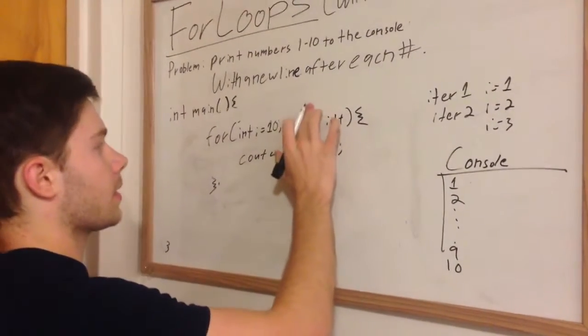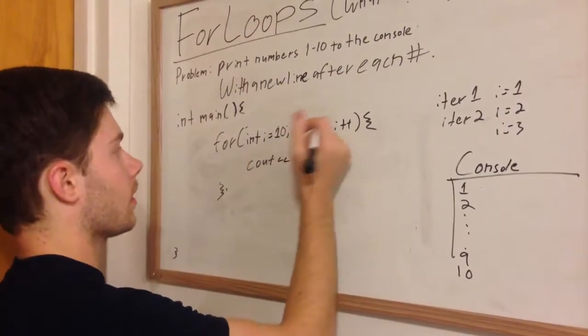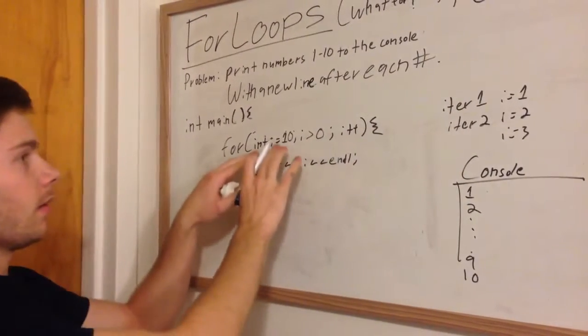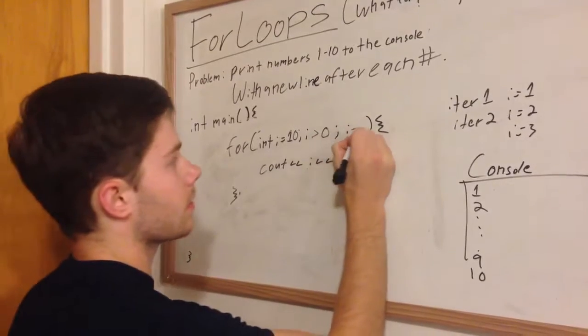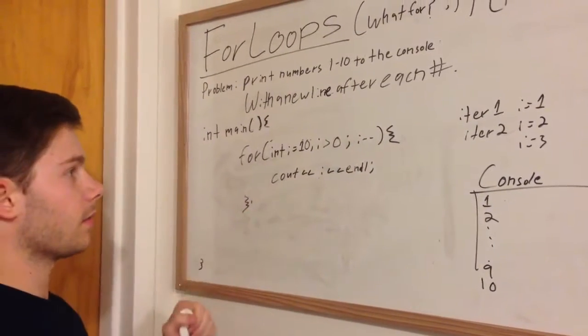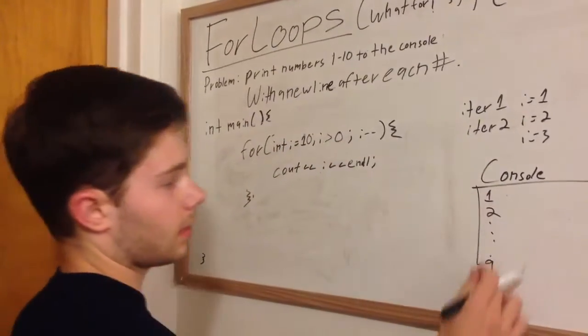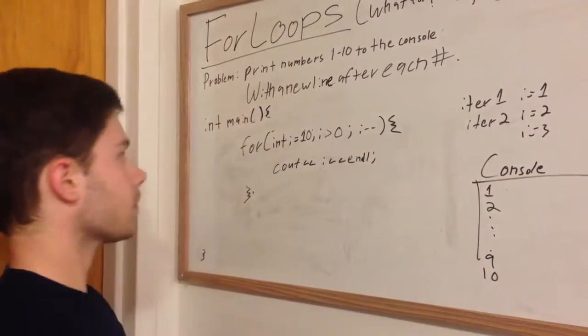And then we will say as long as it is greater than 0. And now we're going to decrement it. So we're going to subtract 1 from it at the end of every for loop. Then this will print 10 to 1. And we're basically going to flip this.